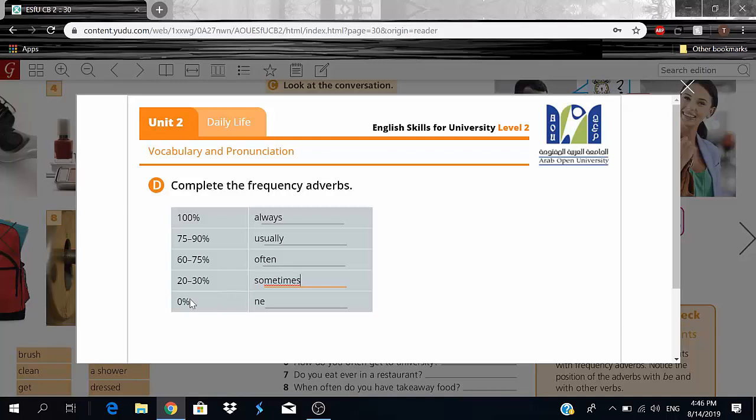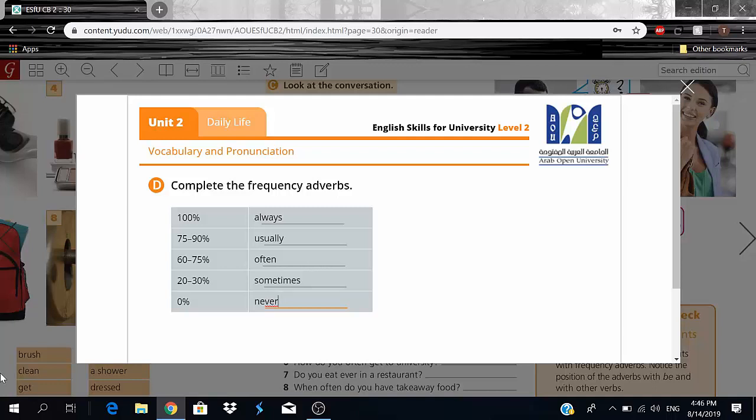And finally, you guys know this, 0% is obviously the word never. So if I say, I never have coffee in the morning, that means that no matter what happens, I do not drink coffee in the morning. Okay? I never sleep, like that guy said. I never sleep in the afternoon. That means that no matter what happens, he does not sleep in the afternoon.